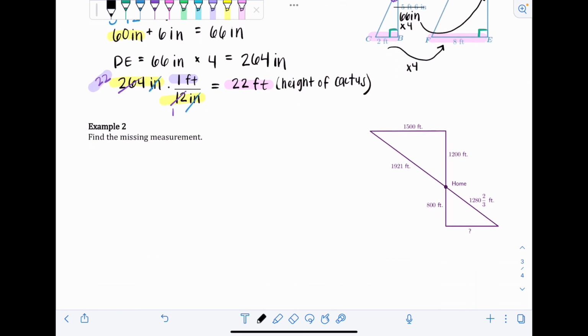Okay, example 2, find the missing measurement. There was a whole word problem in the workbook, but I didn't really want to deal with it, so we'll just use the graphic. In this graphic, it's not guaranteed that these are similar. We have to make sure that they're similar.